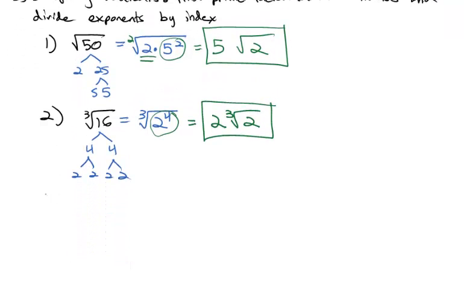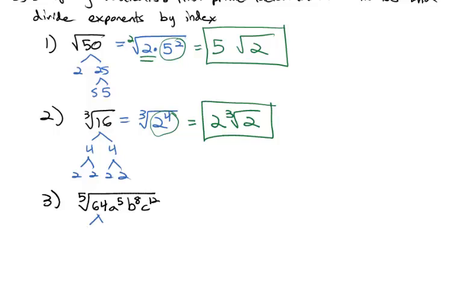And we can extend this idea out into longer problems. Say we've got the fifth root of 64, a to the fifth, b to the eighth, c to the 12th.